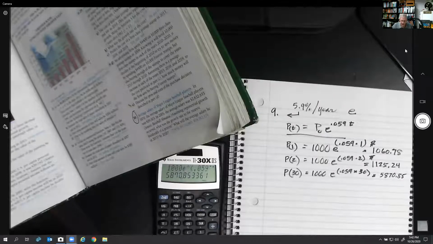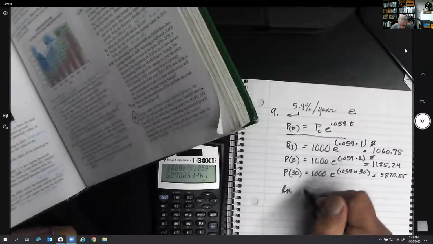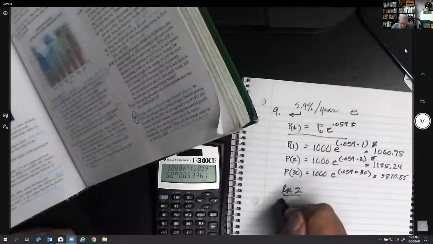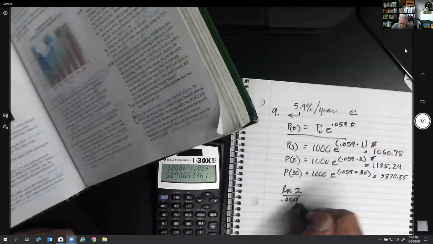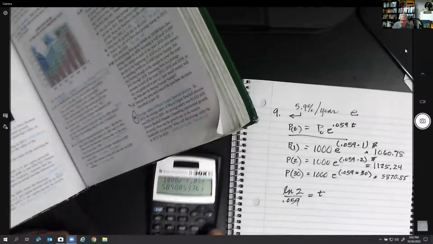Let's find the doubling time. It didn't ask for the doubling time, but we can find it. How? ln2 divided by the constant, 0.059. Just that easy. And this will tell you how much time it takes for it to double.